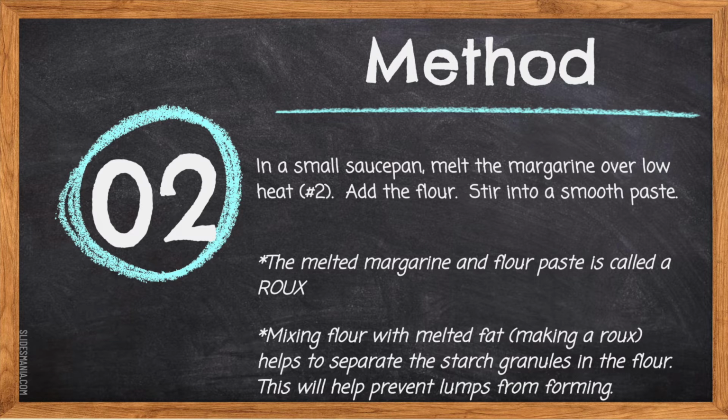Step 2. In a small saucepan, melt the margarine over low heat. Number 2. Add the flour, stir into a smooth paste. The melted margarine and the flour paste is called a roux. Mixing flour with melted fat, making the roux, helps separate the starch granules in the flour. This will help prevent lumps from forming.